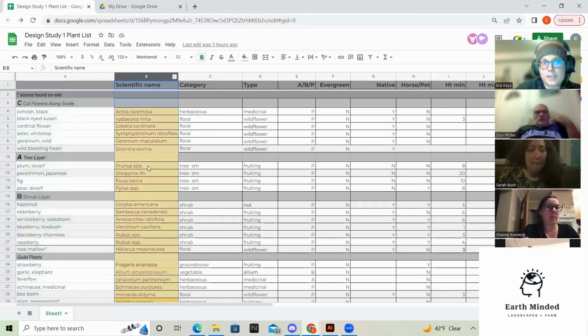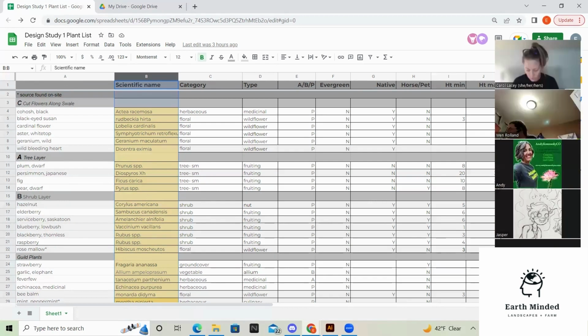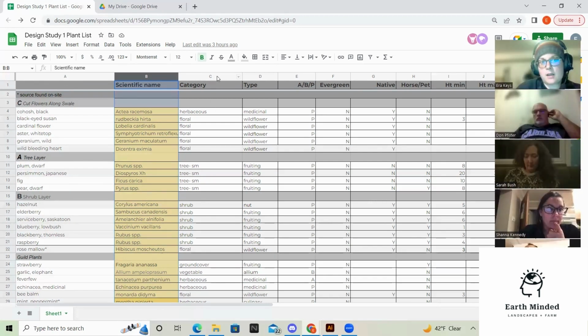B is the scientific name, very straightforward. This is where you're going to go from the design. The first 2 letters of each word in the scientific name is how you're going to coordinate it with what is on the design. Any questions on how to figure out the scientific name on the design to the scientific name in the plant list? That can be difficult for some people. I totally understand. Scientific name is not commonly used.